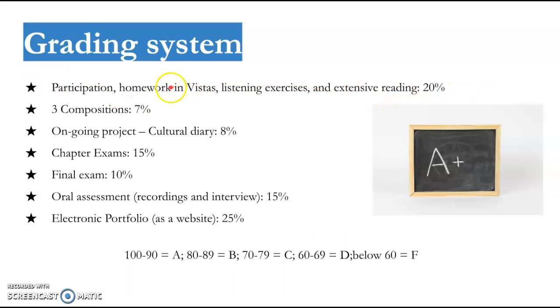And then the grading system. So we have 20% dedicated towards participation, vistas, listening exercises, and extensive readings. The 3 compositions are going to be worth 7%. The cultural diary, it's 8%. The chapter exams, 15%, right? So big part of your grade. The final exam is 10%. The oral assessments, 15%. And finally, the electronic portfolio, which is worth the highest amount, 25%, right?